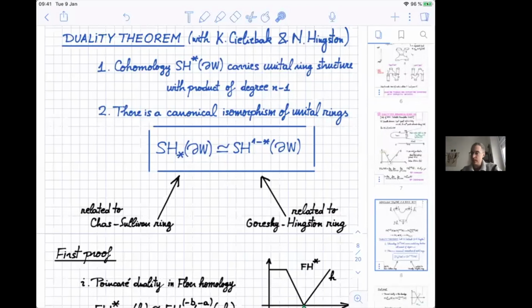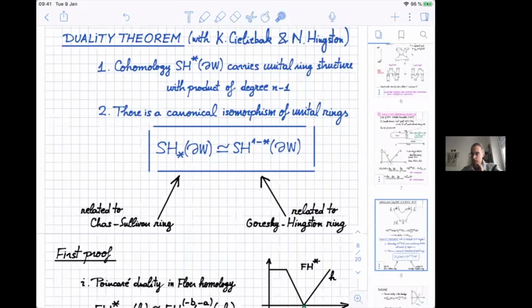And the first part says that symplectic cohomology of the boundary also carries a unital ring structure with a product of degree n-1. And there's a canonical isomorphism of unital rings between homology and cohomology. The first one is going to be related to the Chas-Sullivan ring. The second one is going to be related to the Goresky-Hingston ring.